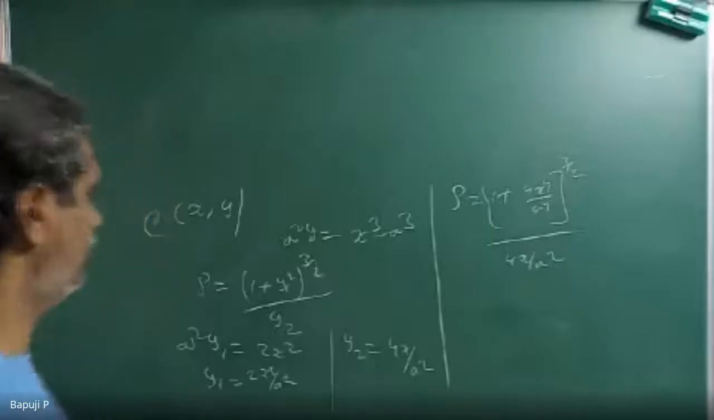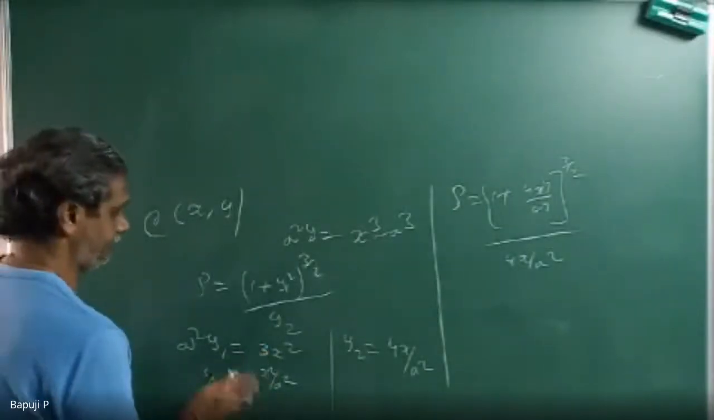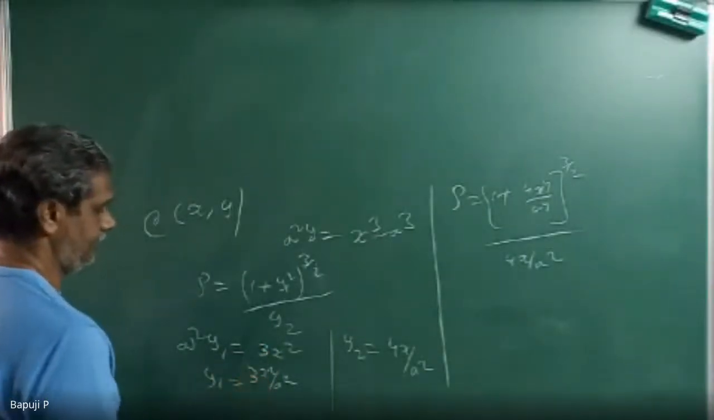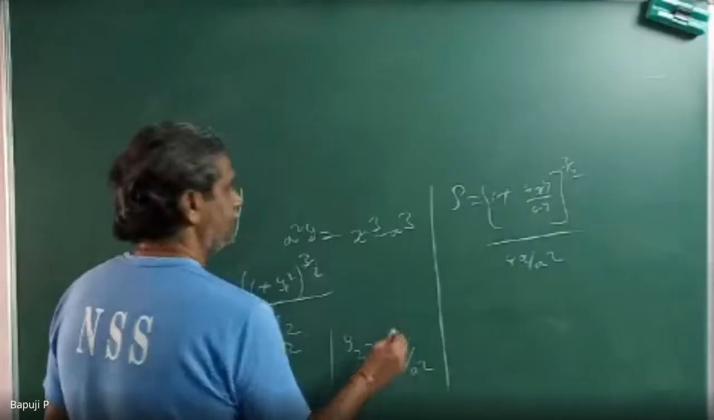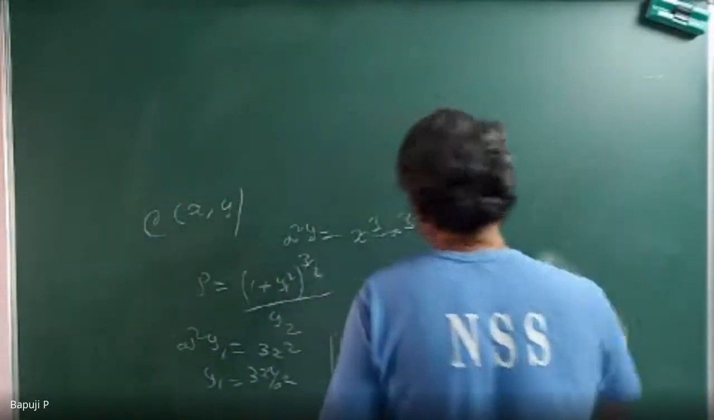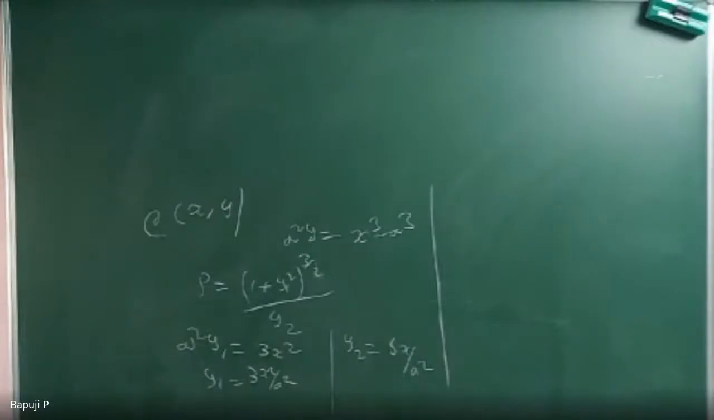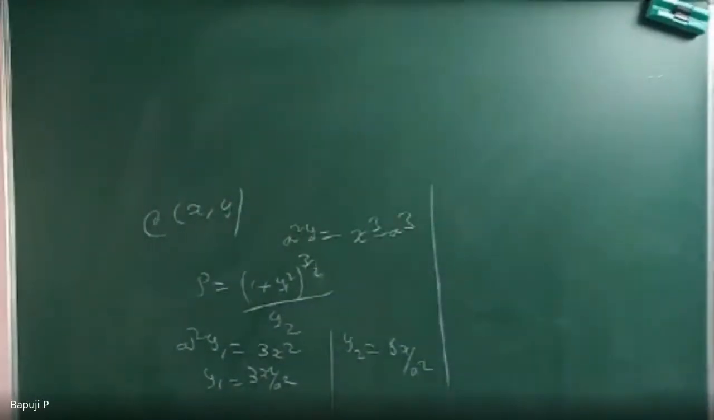Sir, y1 is 3x square by a square. Sir. What? y1. Acha. Thank you. Yes. Then y2? 6x. Thank you. I'm checking how many of you are sleeping or not. Okay. Then thank you anyway.